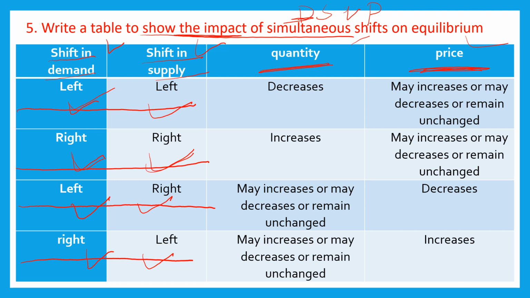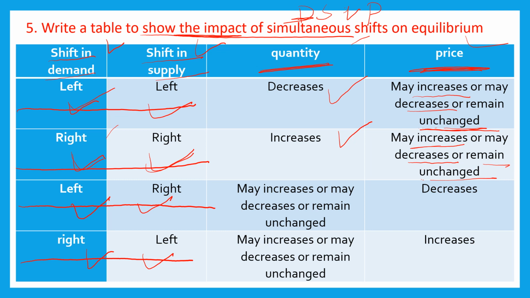Then what will be the effect if both the demand and supply shift left side? The quantity will decrease, but price may increase or decrease or remain unchanged. When both the demand and supply shift to the right side, then quantity will increase, no doubt, but price may increase or may decrease or may remain unchanged.